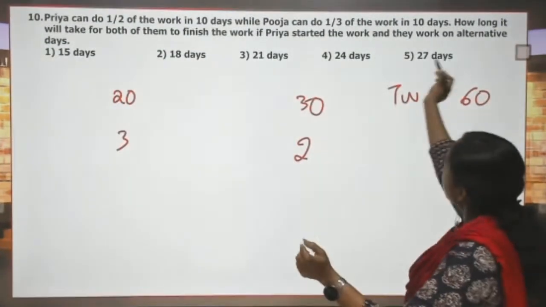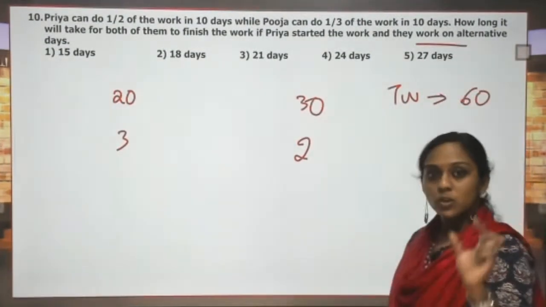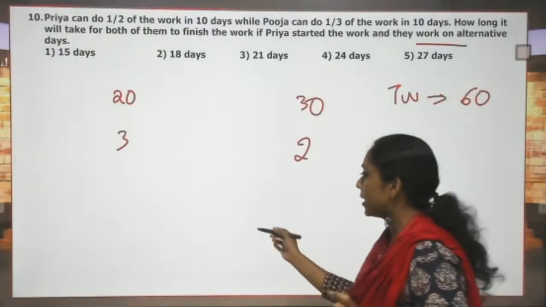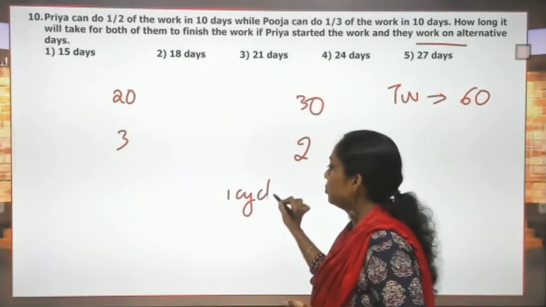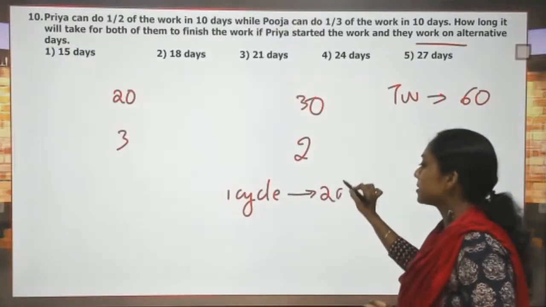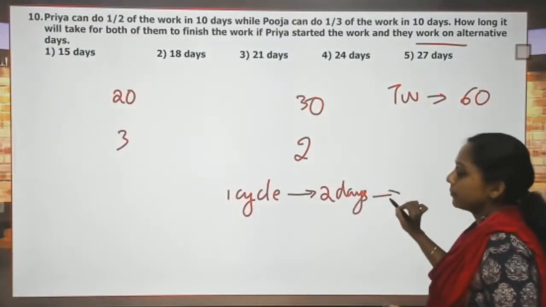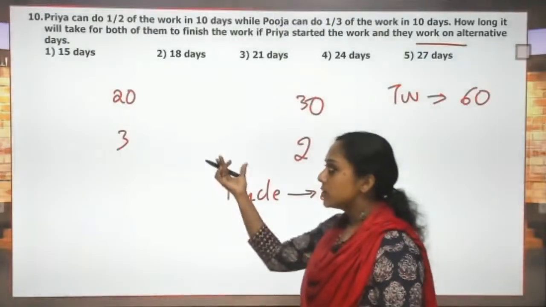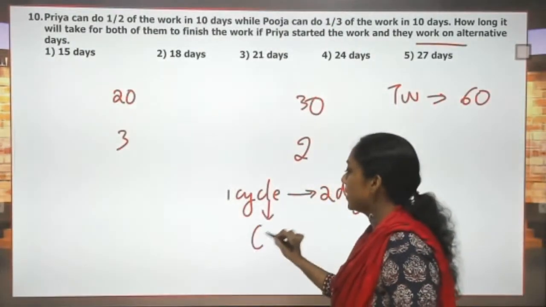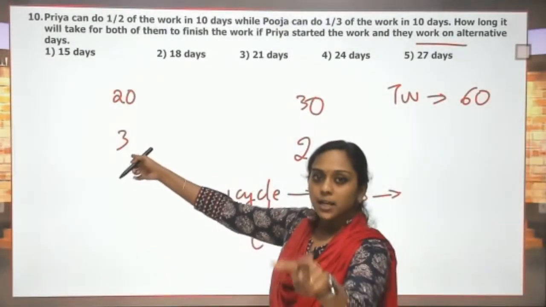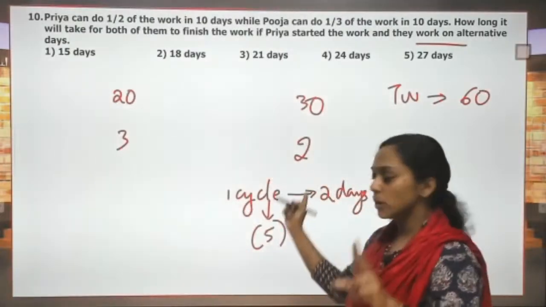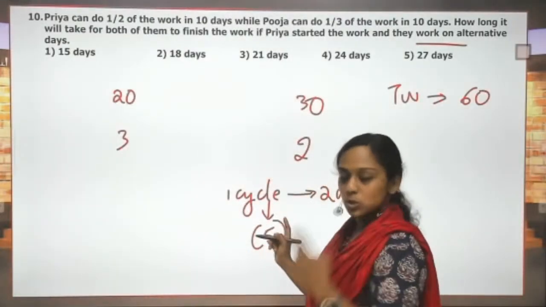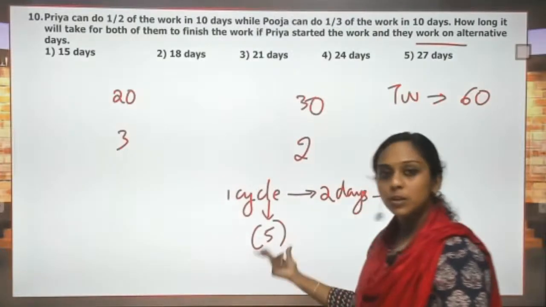It is given that they work on alternate days. So, I am just considering it as a cycle. One cycle is 2 days. Let us see how many cycles are needed. In one cycle, how much work will be completed? In the first day, 3, in the second day, 2. So in one cycle, that is 2 days, 5 work will be completed.